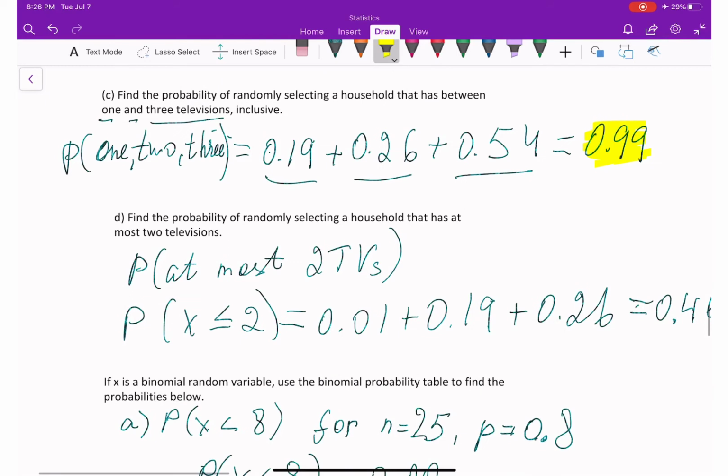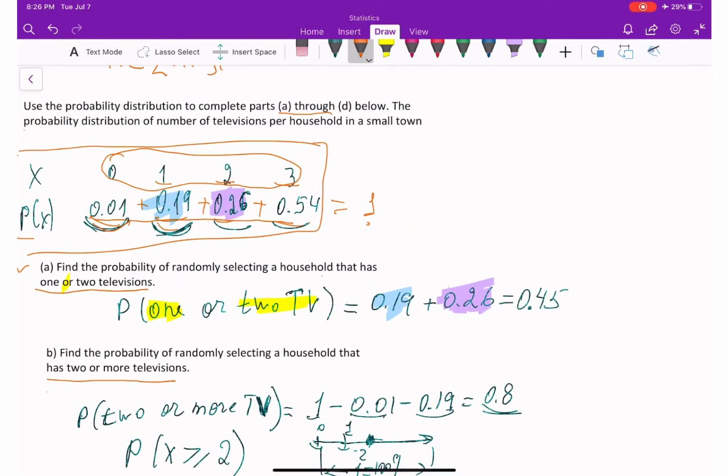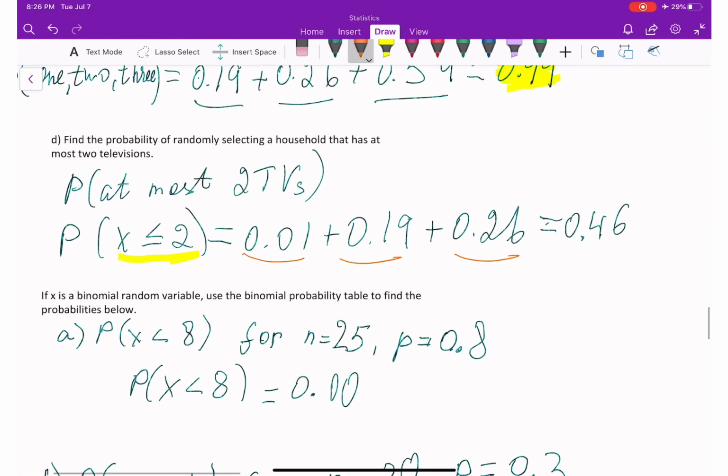Find the probability of randomly selecting a household that has at most 2 televisions. At most 2 televisions meaning less equal 2, right? Less equal 2. What is left there? It's left probability of no television, 0, probability of 1 television and probability of 2 televisions. So here it is. 0, 1, and 2. Let's go back to our table. Here it is 0, 1, and 2. Okay? And we get 0.46, which means 46%.